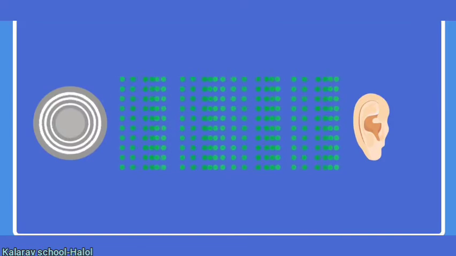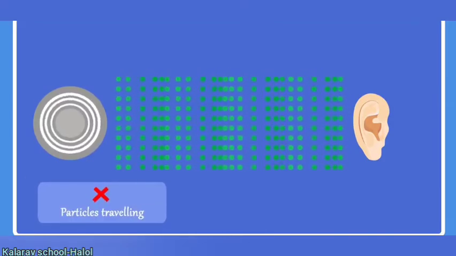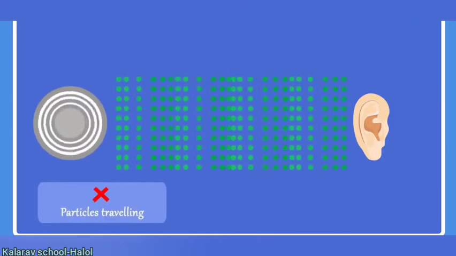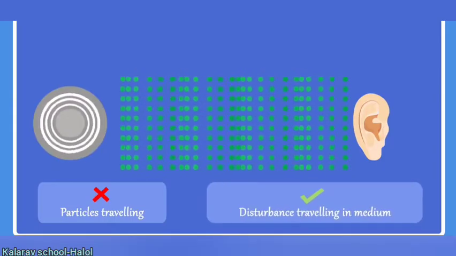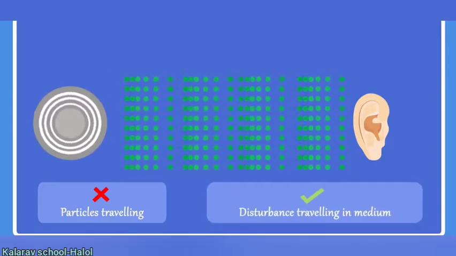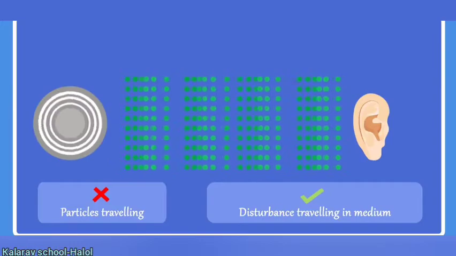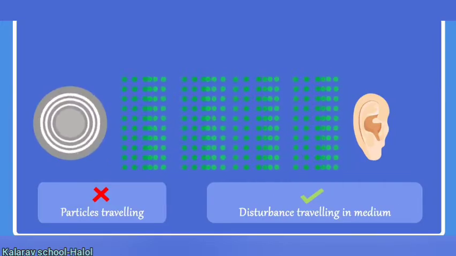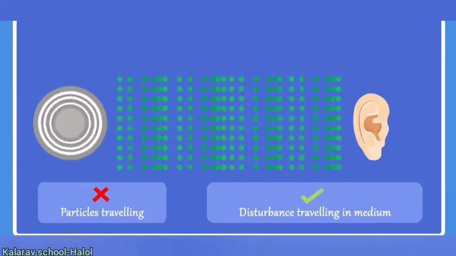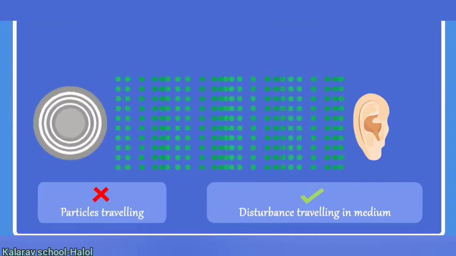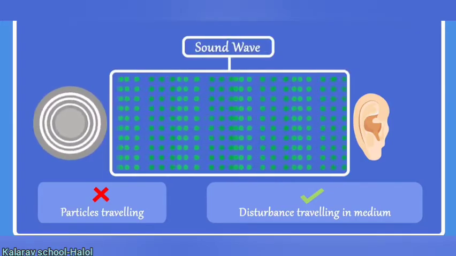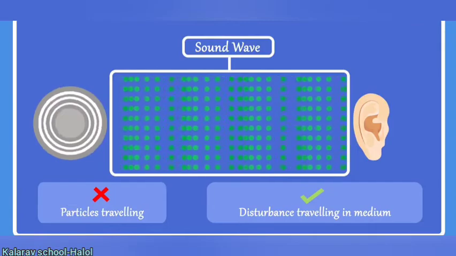We see that particles of the medium are not traveling from the source to the human ear. It is the disturbance produced by a source which is traveling in the medium. The particles are merely oscillating from their mean positions. This disturbance created by the vibrating object in the medium is what we call a sound wave. But what does this disturbance look like?